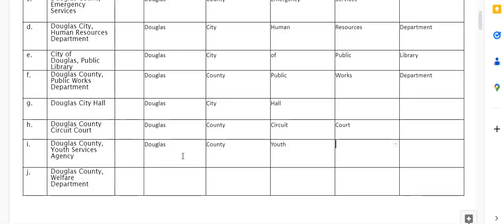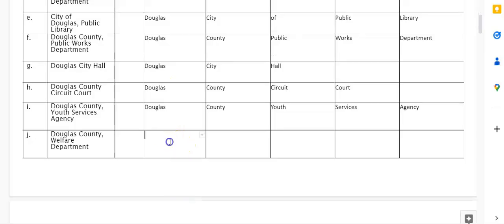So youth is unit 3. Services is unit 4. Agency is unit 5. And then finally, we have Douglas County Welfare Department. So Douglas is our key unit. County is unit 2. Then we have welfare and department.